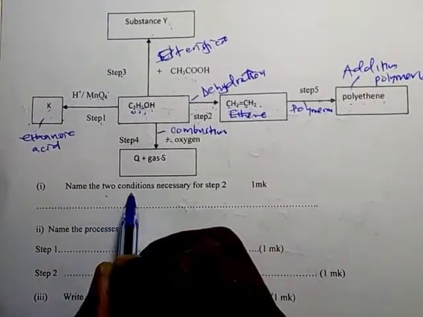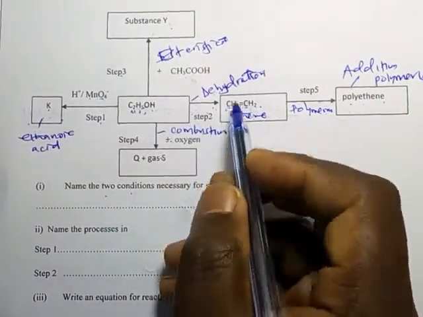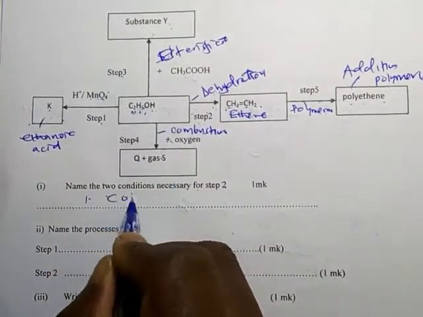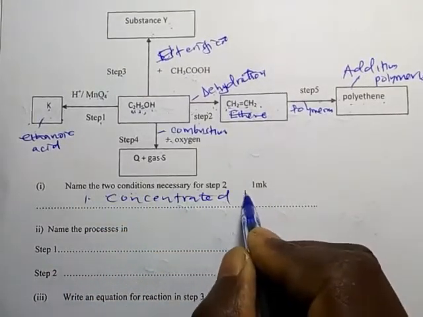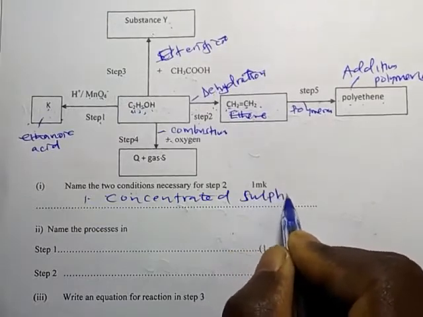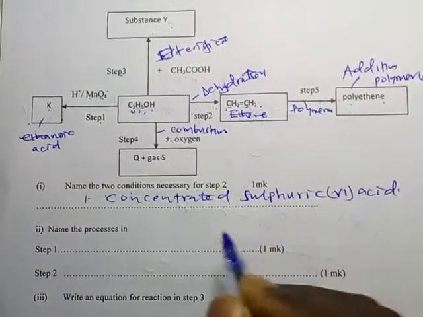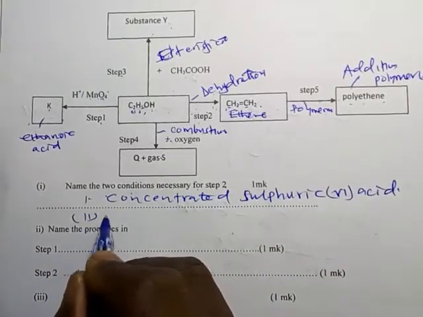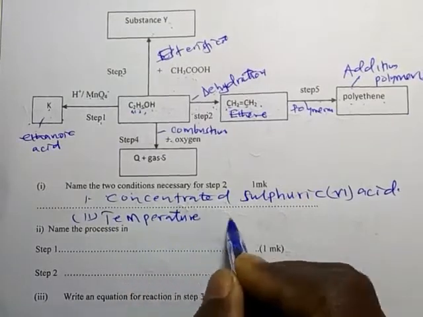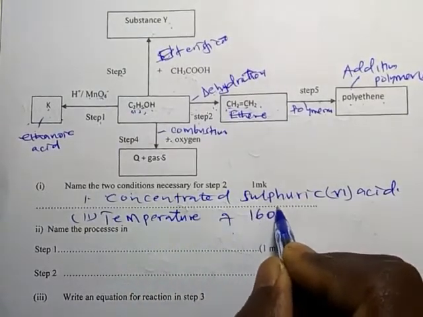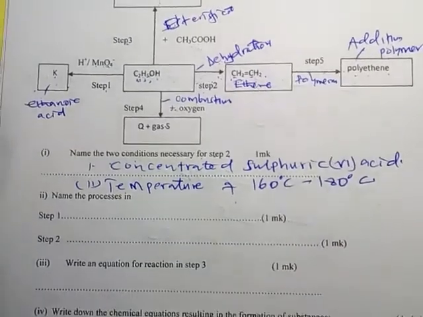After you have done that, you now need to come to the question. Name 2 conditions necessary for step 2. Step 2 is dehydration, we have said. So one condition is that concentrated sulfuric acid is required. Another thing that is required is a temperature of 160 degrees Celsius to 180 degrees Celsius for the step to occur.